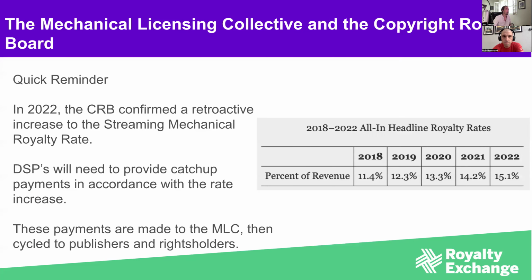Next here, we'll talk about the MLC. So this is a slide that I've used before. It's just kind of a general rundown of what happened for those of you that might not be aware. Basically, the Copyright Royalty Board, every 5 years, they reanalyze the royalty rates for streaming mechanical royalties and a handful of others, just to make sure that that royalty rate's keeping up with the evolving tech landscape.